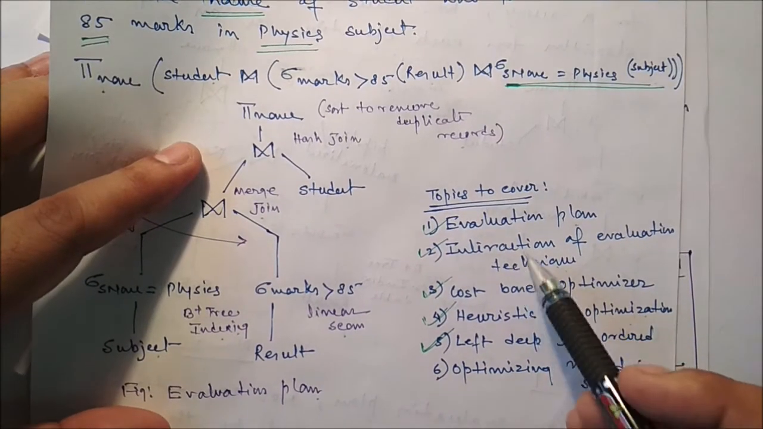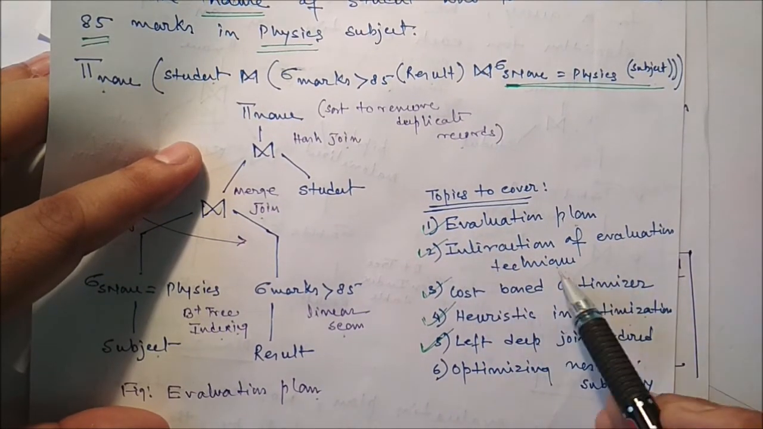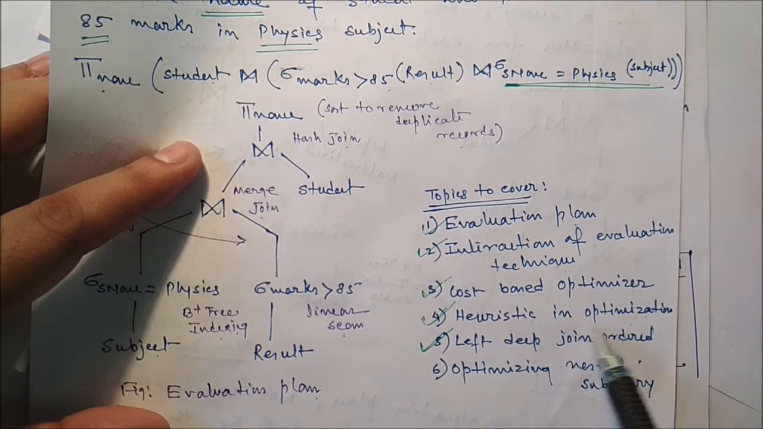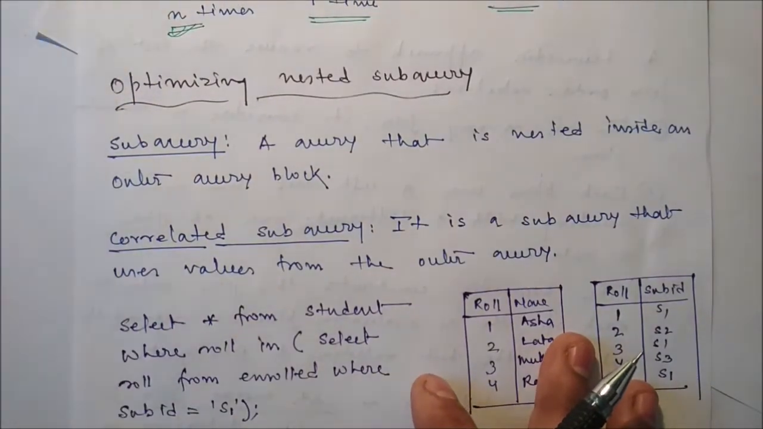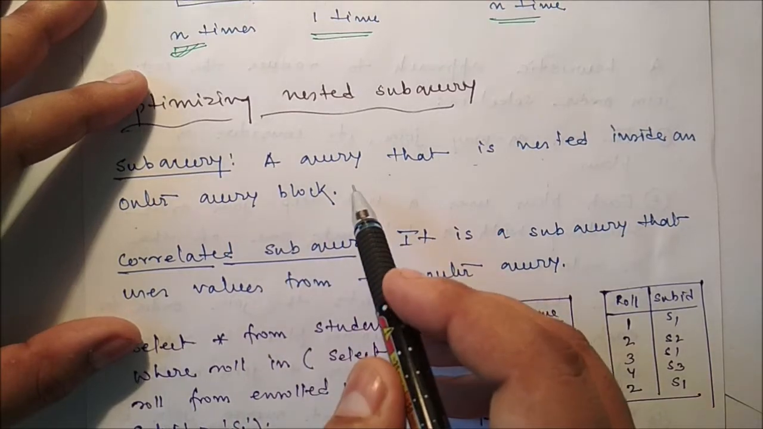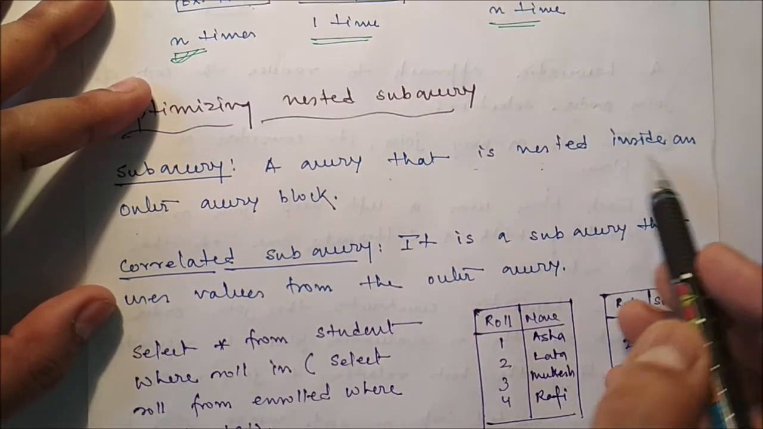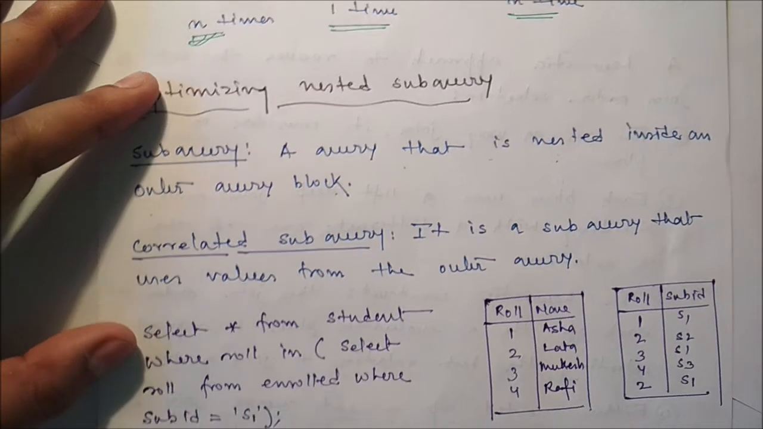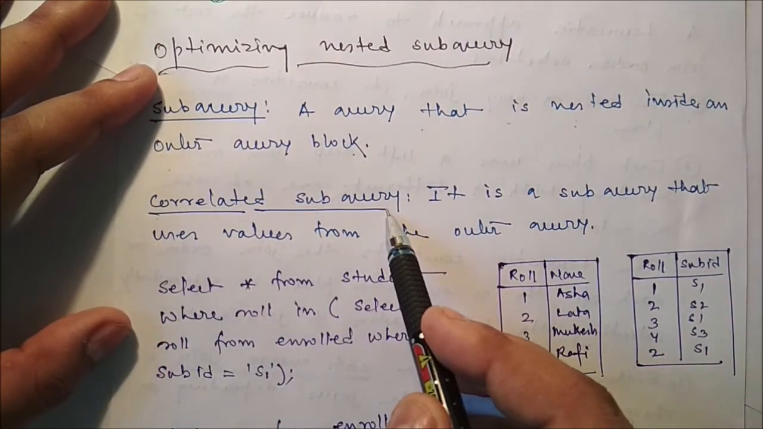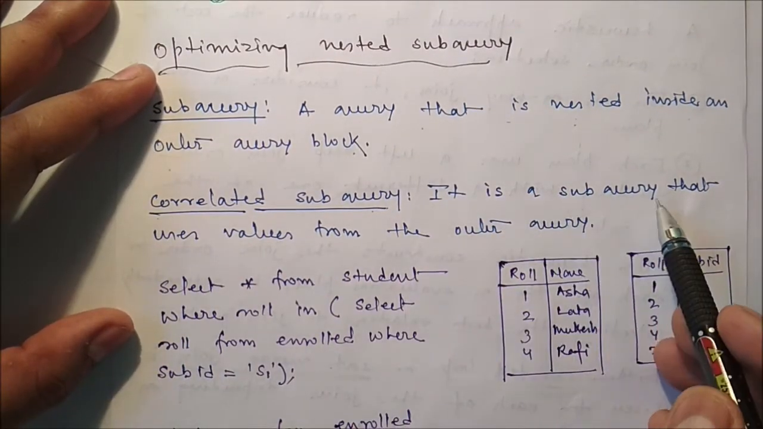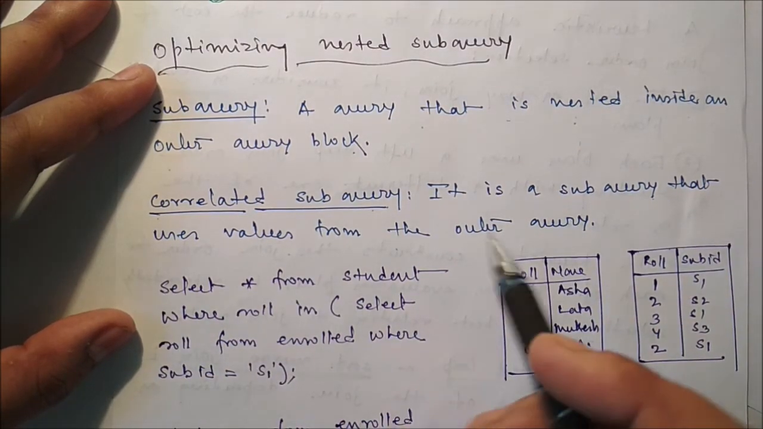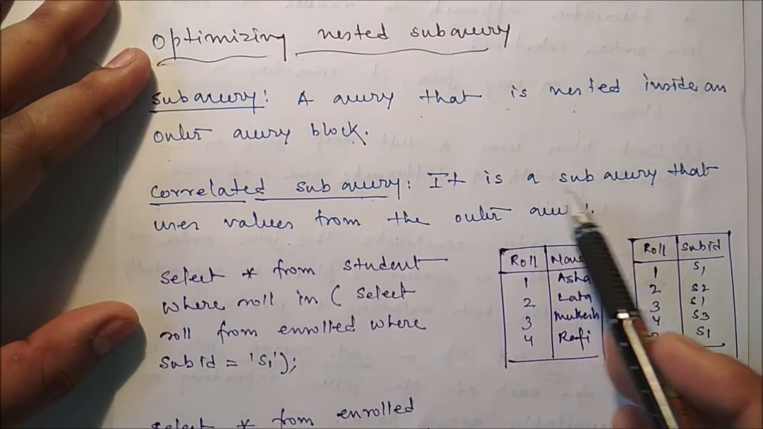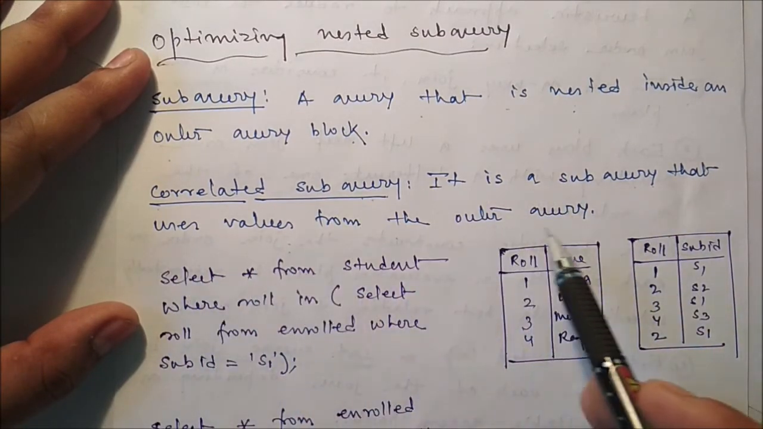Okay, so we have completed evaluation plan, interaction of evaluation techniques, cost-based optimizer, heuristic optimization, and left deep join order. Now we will talk about optimizing nested subqueries. First of all, we should know what a subquery is. A subquery is a query that is nested inside an outer query block. And what is a correlated subquery? A correlated subquery is a subquery that uses values from the outer query.